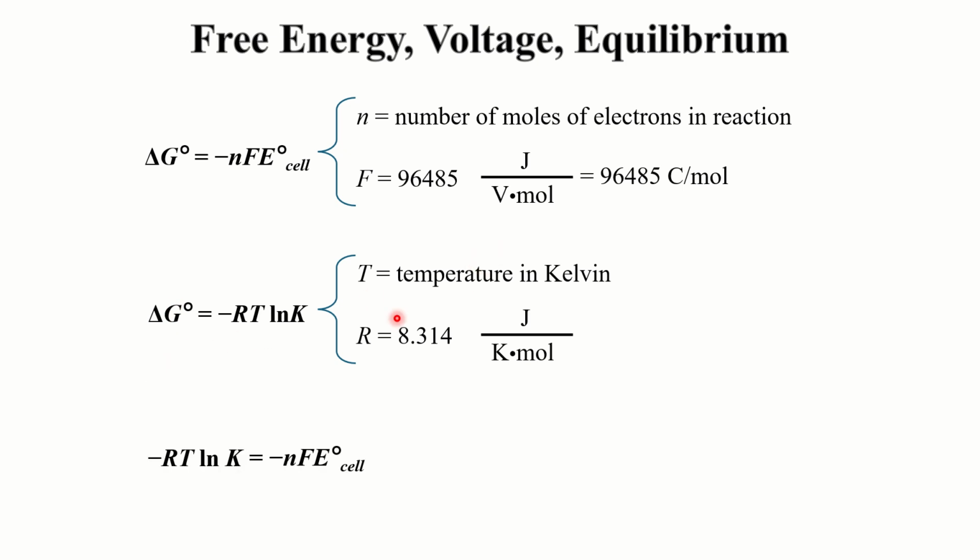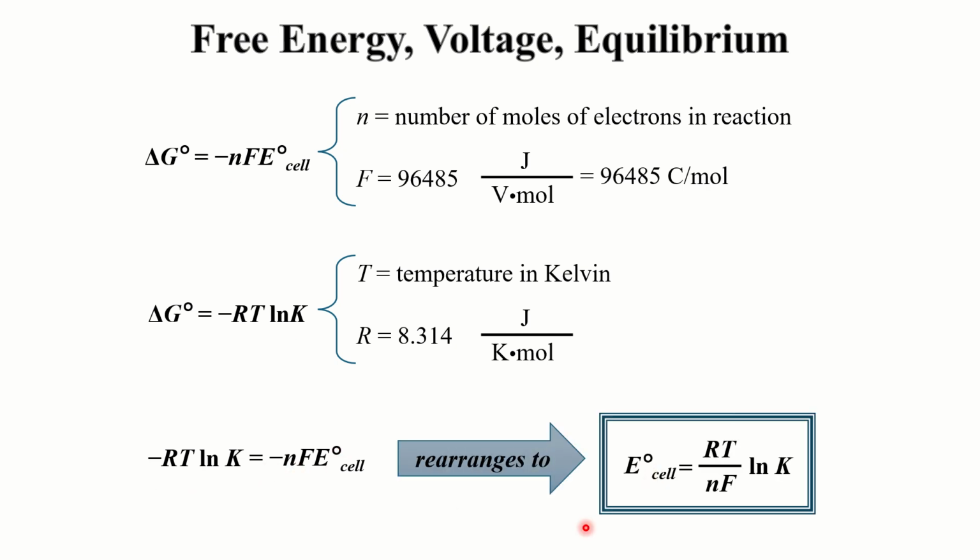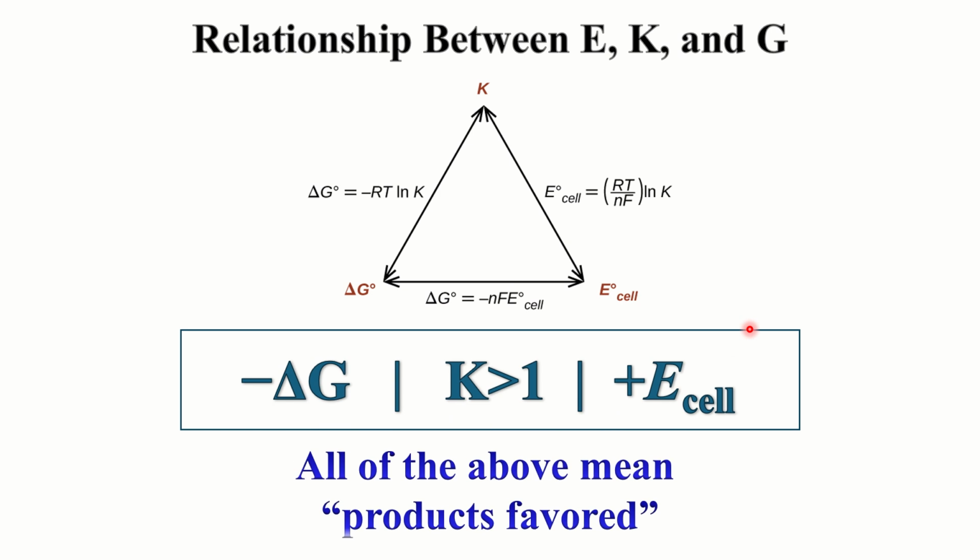So if we combine these two equations, if we set this equal to this, we get negative RT ln K equals negative nFE cell. And this rearranges to E cell equals RT over nF ln K. So all these relationships go together like this. We can now relate K, E, and delta G to one another with this triangle of equations. A negative delta G, a K value greater than 1, and a positive E cell. All three of these things mean products favored.